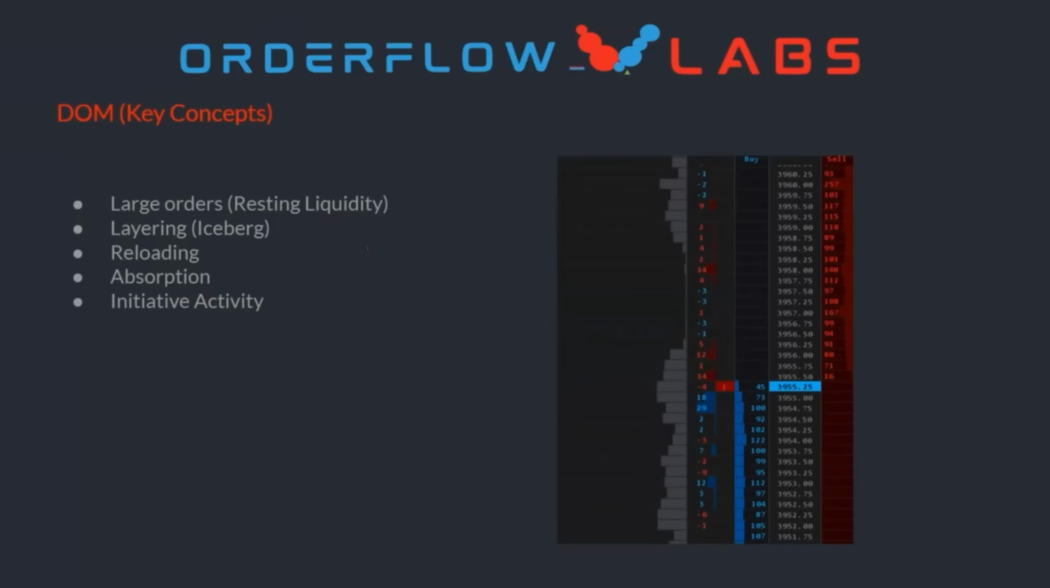And then finally, initiative activity. Initiative activity is aggressive market participant action, and it's seen most easily in areas of absorption, whether that absorption is successful or not. Basically, if the buyers were successfully absorbing and reloading this zone, and price begins to move up, and then all of this reloading starts to step up with it and initiate in the direction of that absorption, then that would be a successful absorption.